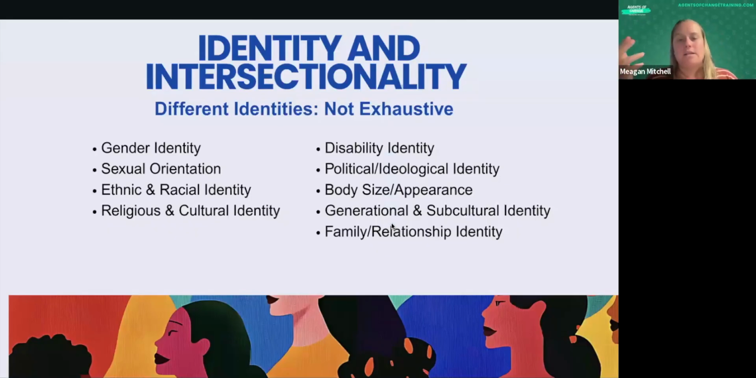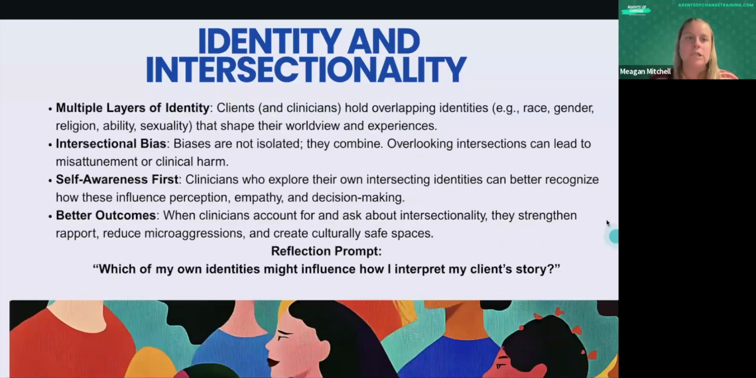Someone might identify as a female who leans more conservative and also has a physical disability, right? Those are three identities that are important to them that we would need to address. Okay. People have multiple layers of identity.